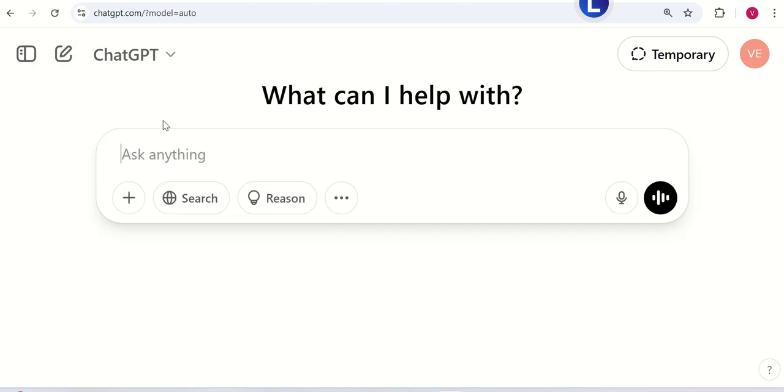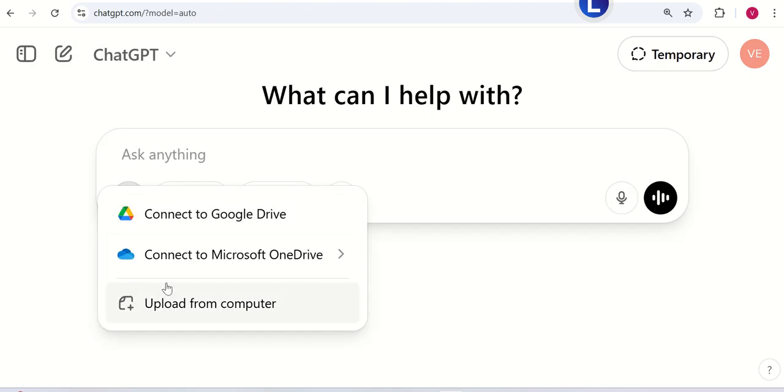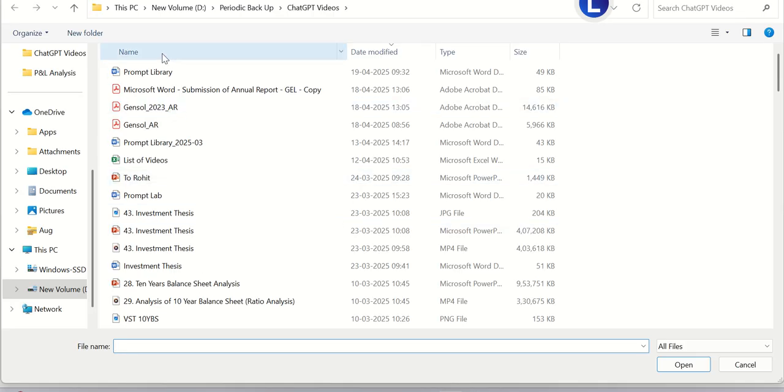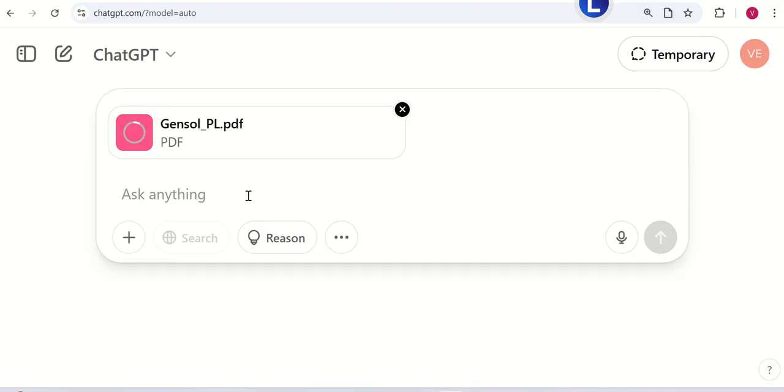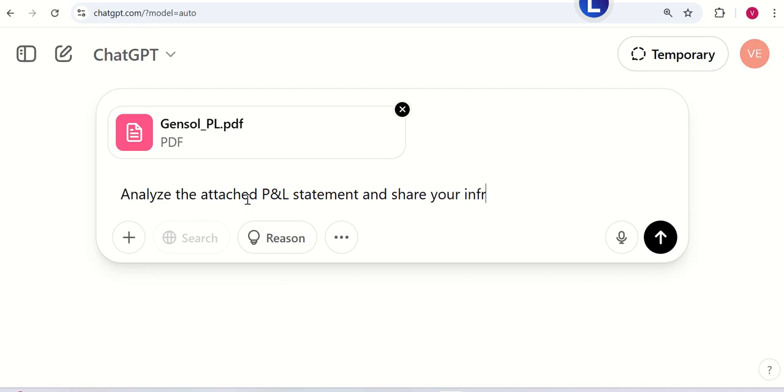Let me pick up a new chat. I'm going to attach a P&L statement. Hi, analyze the attached P&L statement and share your inferences.